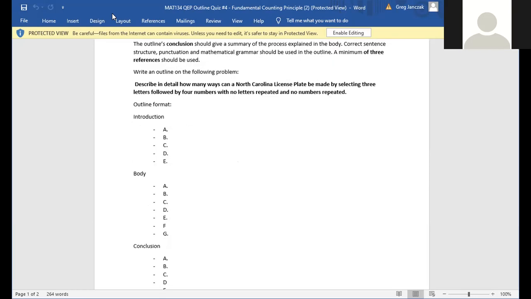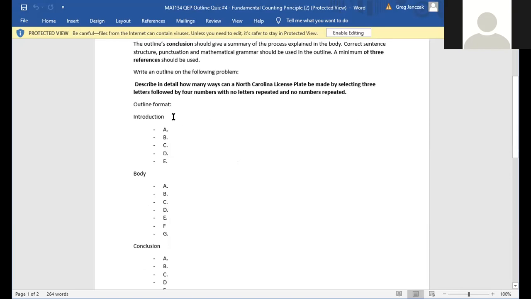So, like, okay, the problem is describe in detail how many ways a North Carolina license plate can be made, selecting 3 letters followed by 4 numbers, with no letters repeated and no numbers repeated.